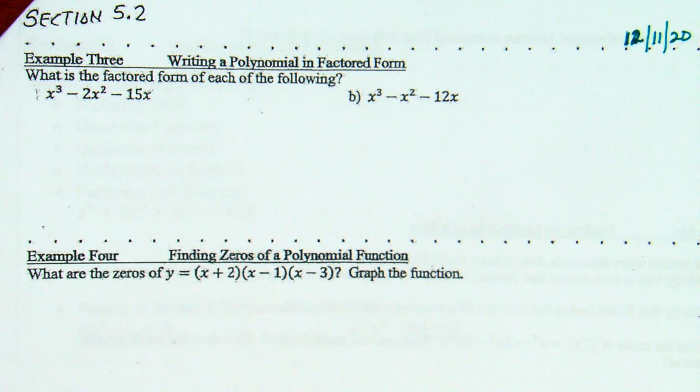Okay. So first of all, writing a polynomial in factored form. Technically, this is nothing new. You can factor. You have factored. So that's what we're being asked to do here. What is the factored form of each of the following? So x cubed minus 2x squared minus 15x.